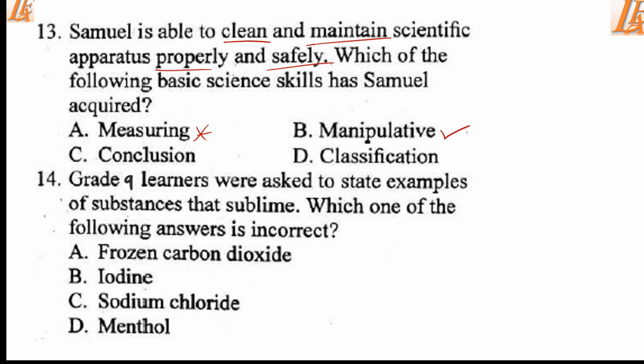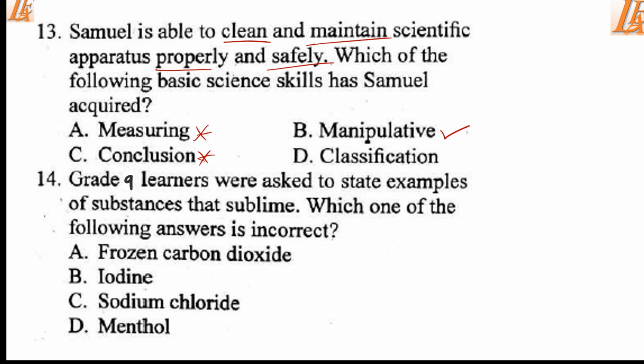Then C, conclusion. Conclusion is when you have done a scientific research and then you are drawing laws and principles. So cleaning and maintaining is not a conclusion skill. Then classification. Classification is a scientific skill acquired when someone is able to identify and distinguish or classify different substances. Like you can say, these are beakers, these are volumetric flasks, this is a microscope.